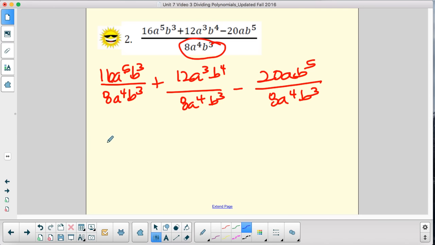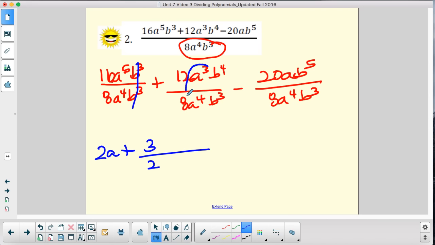16 divided by 8 is evenly divisible, so I get 2. Now my a's. A to the 5th over a to the 4th, 5 minus 4 is 1, so just a. My b to the 3rds cancel. Plus, now 12 and 8 are not evenly divisible, but I can divide them both by 4. 12 divided by 4 is 3. 8 divided by 4 is 2, so it's 3 over 2.